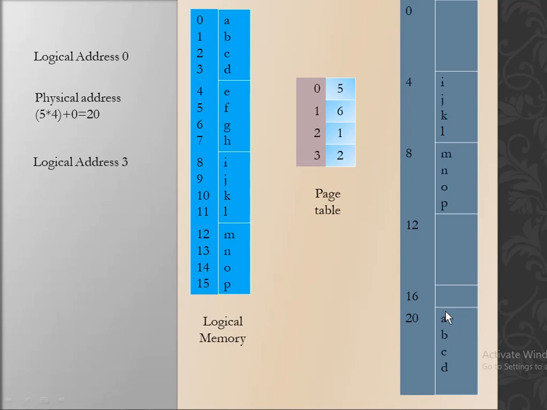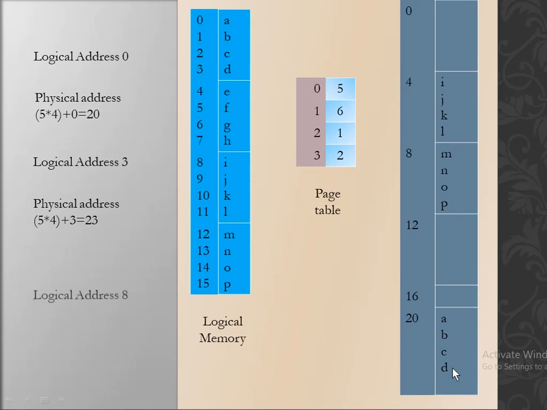Here, logical address 3. Logical address 3 is again in page 0. Come here, page 0. So take this example: frame number 5. 5 into 4 bits, plus, see here, what is this? 0, 1, 2, 3. The offset of this is 3. So add 3, you will get 23. So 20, 21, 22, 23. Yes, you can identify D here, right?